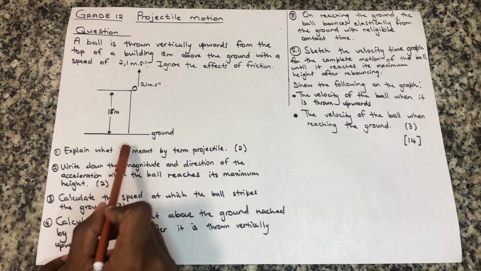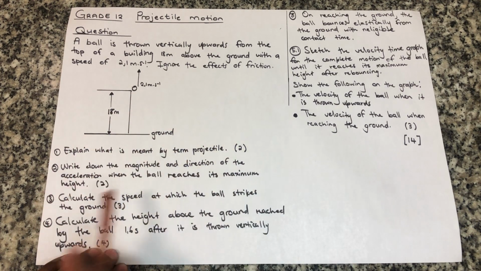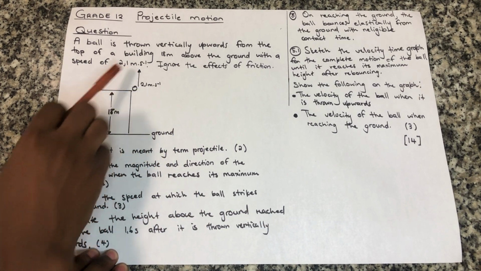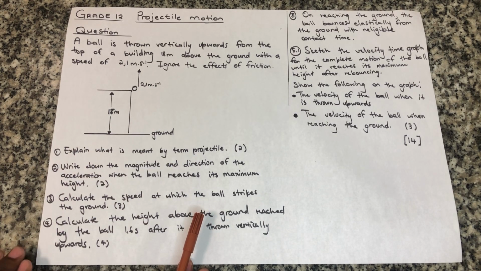Okay, this is our building, an 18 meters high building. This is the ground, and the object is being thrown upwards there at 2,1 meters per second. Okay, I hope you understand everything in our statement.